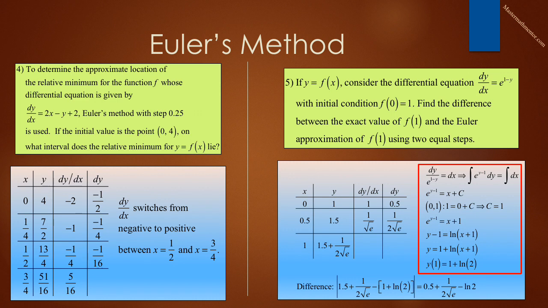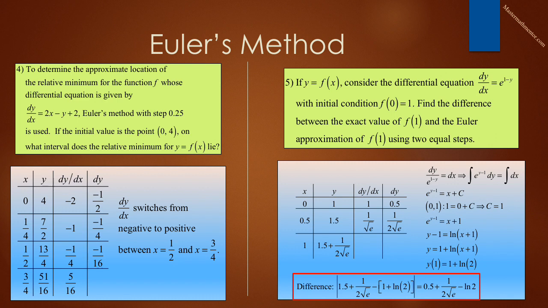And that gives us e to the y minus 1 is equal to x plus c. Plugging in the point (0, 1), we get 1 equals 0 plus c, and that gives us c equal to 1. So our equation is e to the y minus 1 is equal to x plus 1. We need to solve this for y, so we write this as y minus 1 is equal to the natural log of x plus 1, or y is equal to 1 plus the natural log of x plus 1. And y(1) is 1 plus the natural log of 2.